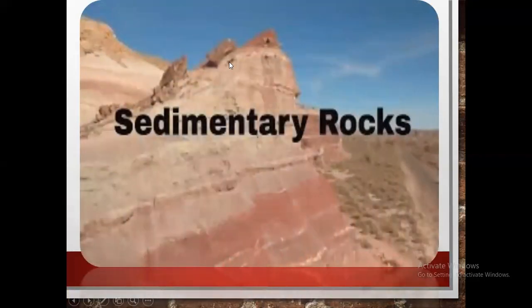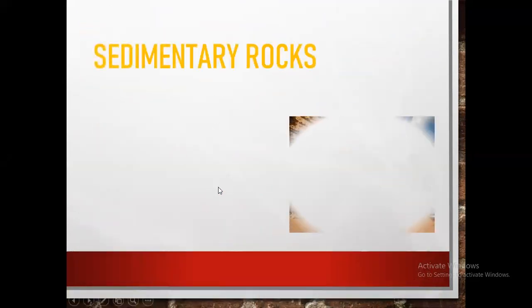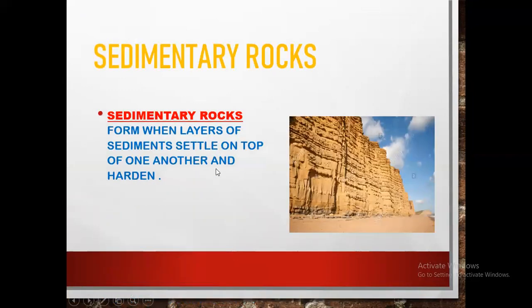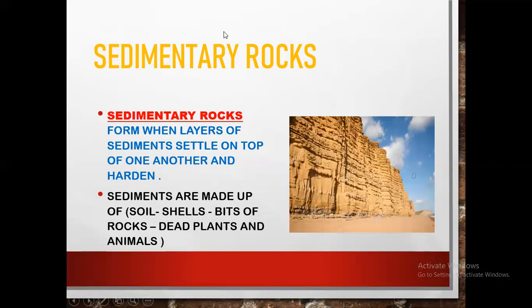Sedimentary rocks. It is the second form of rocks we will talk about. Simply, sedimentary rocks are rocks formed from layers of sediments that settled on top of one another and hardened. Sediments, we already talked about them before in the lesson on fossils. Sediments are made up of soil, shells, bits of rocks, dead plants, and animals.